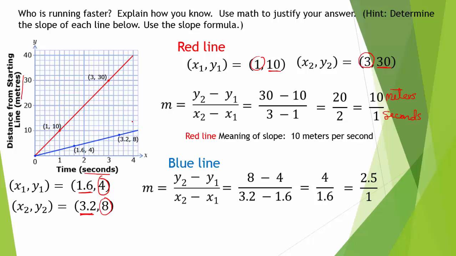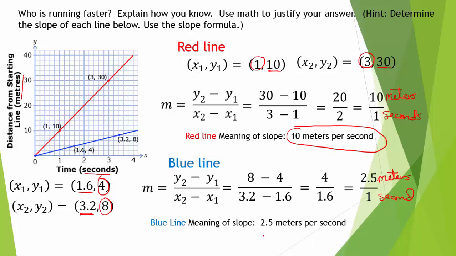We've discussed the top value, or our y values. That's represented by meters on the graph. And our x values is your time in seconds. So that person is running at 2.5 meters per second. That's the meaning of the slope of the blue line, 2.5 meters per second. So who's running faster? Definitely that red line. 10 meters per second is much faster than 2.5 meters per second. So in your answer, you're going to want to tell that the person running at 10 meters per second is the person who's running faster.